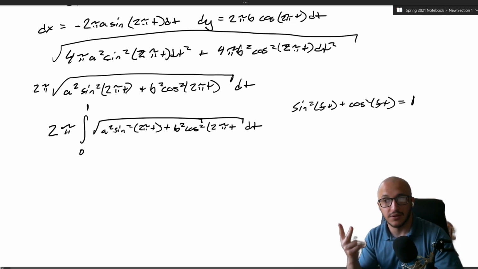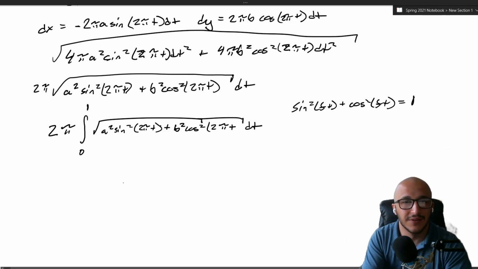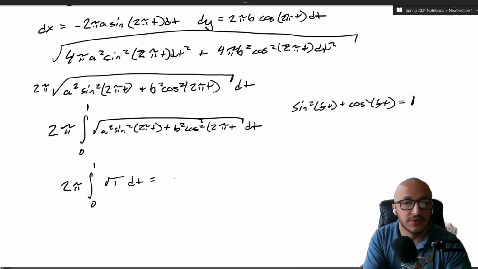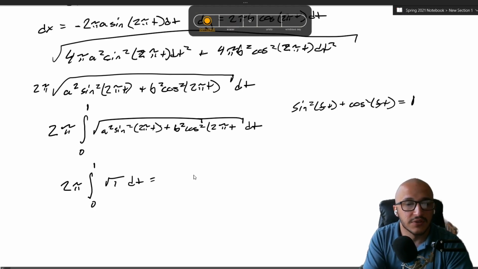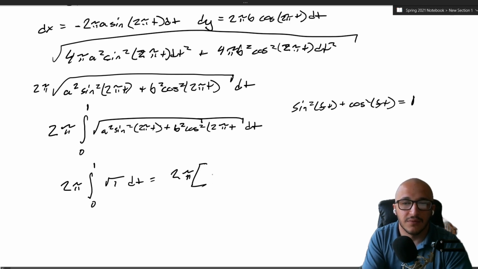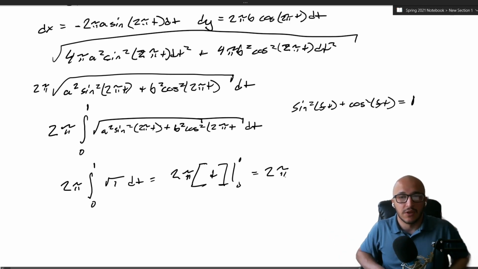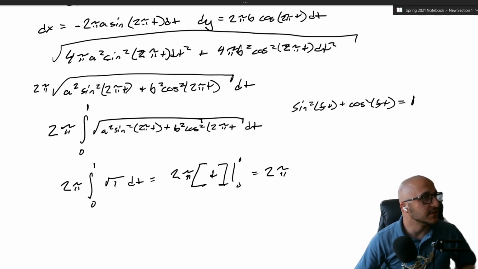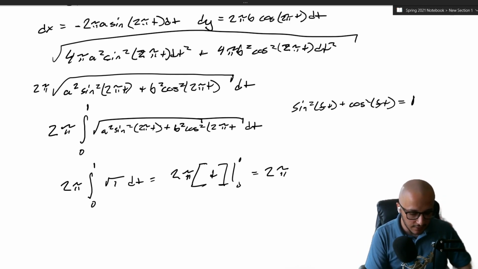So if a and b are 1, then it simplifies greatly, where we get the integral from 0 to 1 of the square root of 1 dt, which equals 2 pi times, what is that? That's t from 0 to 1, which equals 2 pi. So this equation, if you integrate, let me see if Wolfram has a final form for that.